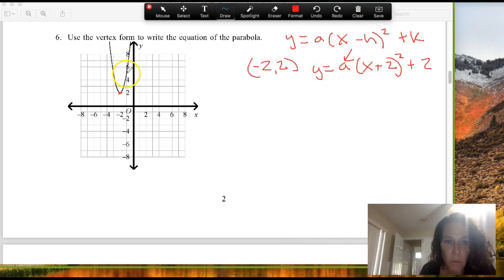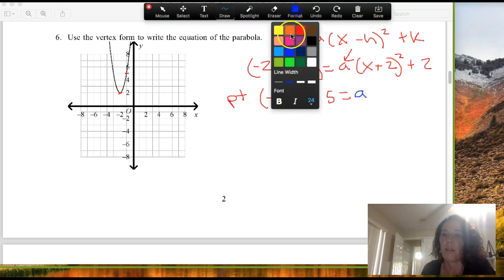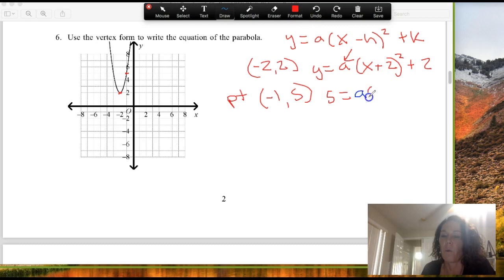So pick a value right where it crosses on an exact point, right here. So that point would be -1, 5. So on this graph is the point -1, 5. This parabola goes through -1, 5. So what I can do is plug in 5 for y. I'm looking for a. a is still what I need to find to finish my graph. I've got to find that. So I'm going to go 5 equals a times, and then my x value I'm going to plug in -1 plus 2, square it, and plus 2.